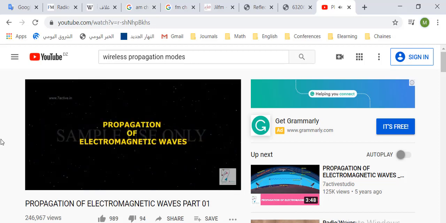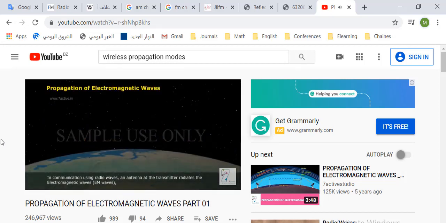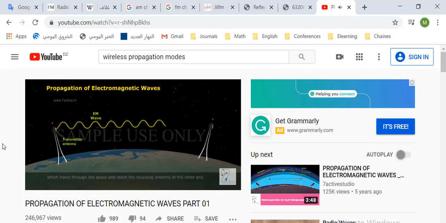Propagation of electromagnetic waves. In communication using radio waves, an antenna at the transmitter radiates the electromagnetic waves, EM waves, which travel through the space and reach the receiving antenna at the other end. As the EM wave travels away from the transmitter, the strength of the wave keeps on decreasing. Several factors influence the propagation of EM waves and the path they follow.